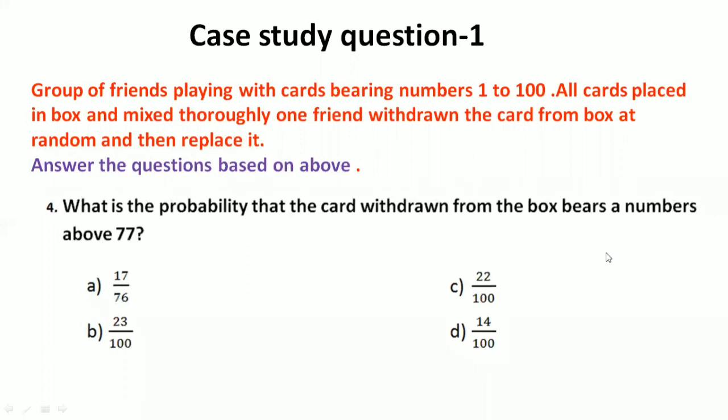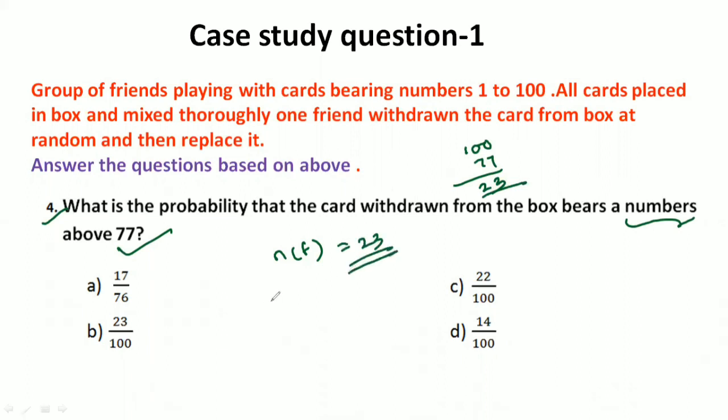Next question. What is the probability that the card withdrawn from the box bears a number above 77? So my dear students, see. Number of favorable outcomes means nothing but the numbers above 77, that is from 78. If total number of outcomes is 100 and you subtract 77 from 100, then you will get 23. So 23 will be the number of favorable outcomes and total number of outcomes is 100.